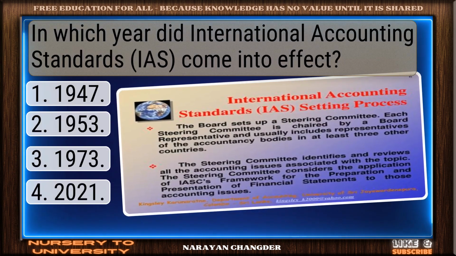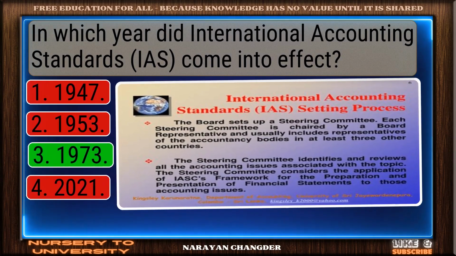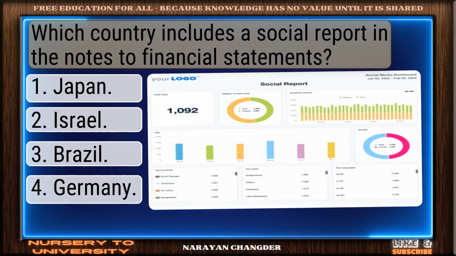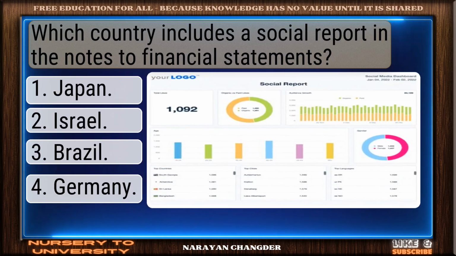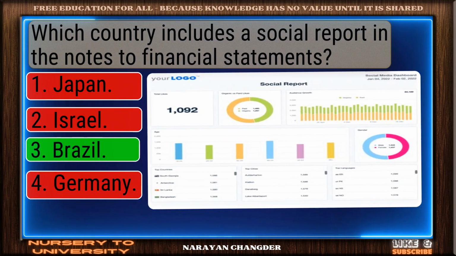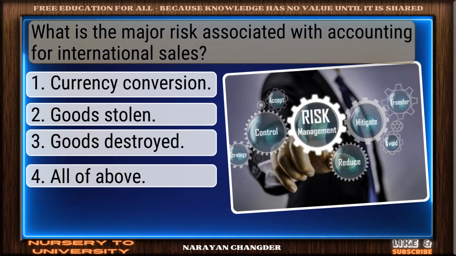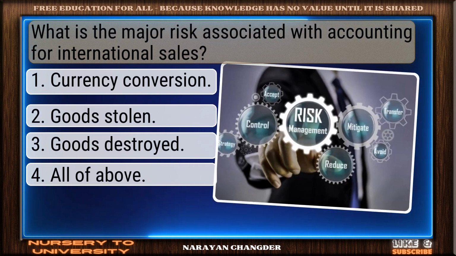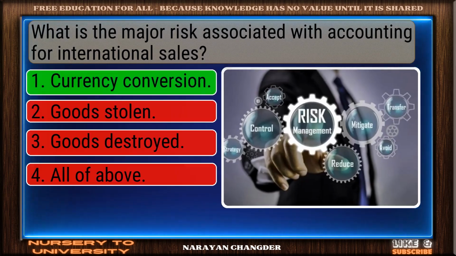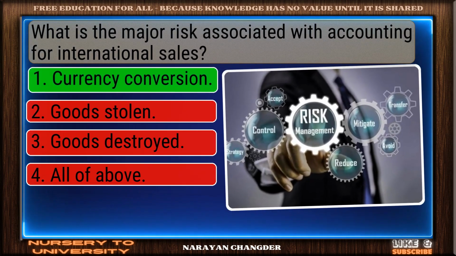In which year did international accounting standards come into effect? 1973 is the accurate answer. Which country includes a social report in the notes to financial statements? Nice selection. Brazil is the correct and valid answer. What is the major risk associated with accounting for international sales? Well picked. Currency conversion is the correct answer.